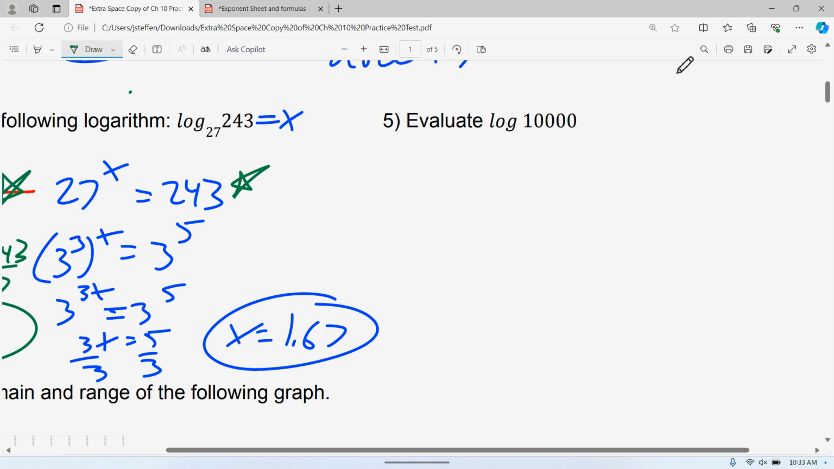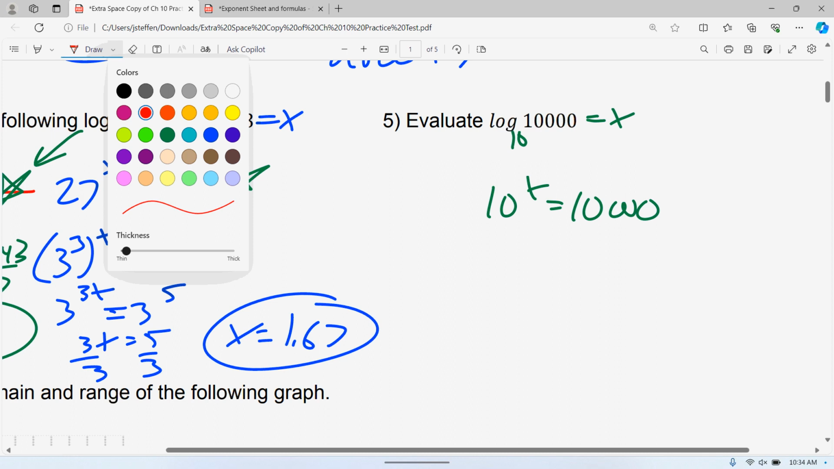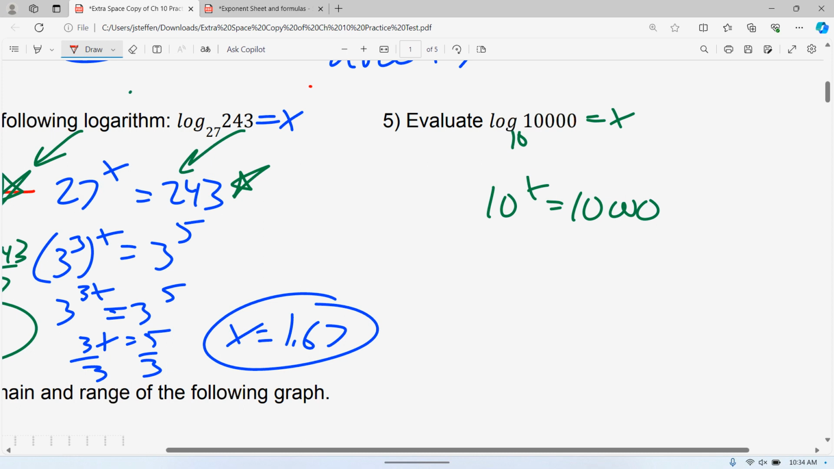But technically, this is base 10, and then we get to do what we did before. So 10 raised to the x is equal to 10,000. Now again, you can use the natural log method, but since it's base 10, I always just know that 10 raised to whatever that exponent is, that's how many zeros you have. So I have 1, 2, 3, 4 zeros. So that x has to be 4.